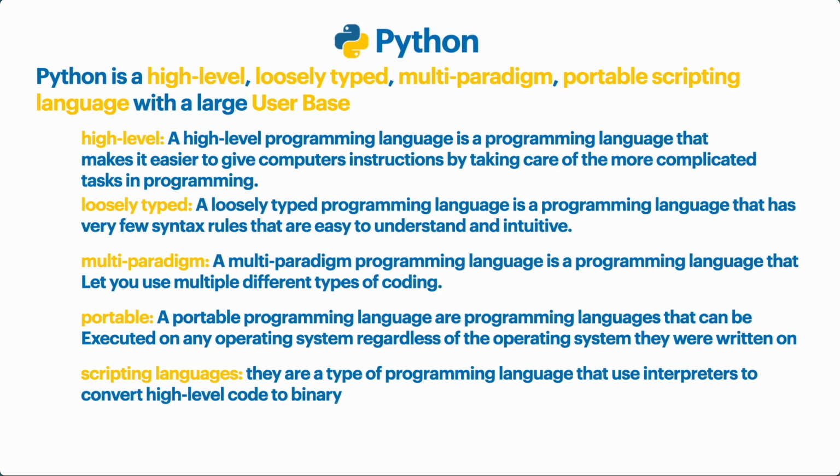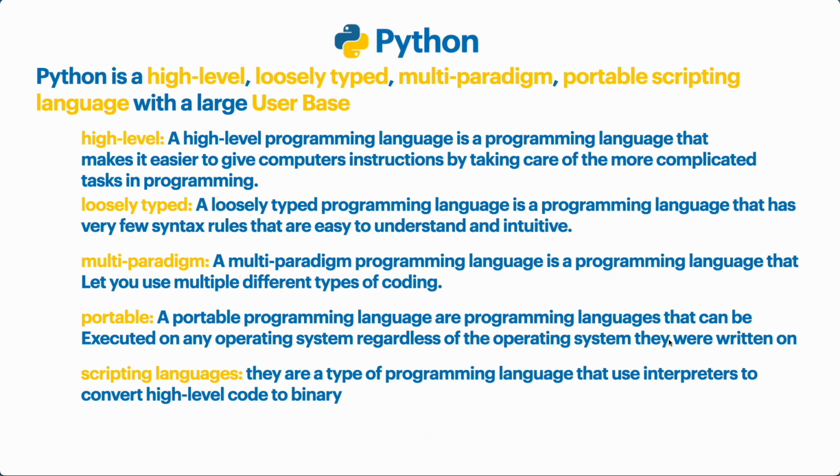So a scripting language is basically a programming language that uses interpreters to convert your code from high level, or English, to binary, or zeros and ones. And Python uses an interpreter, so that's good, because our program is going to get running in no time, compared to C, which takes a long time to actually convert your code from high level to binary and run it. So that's what a scripting language is.